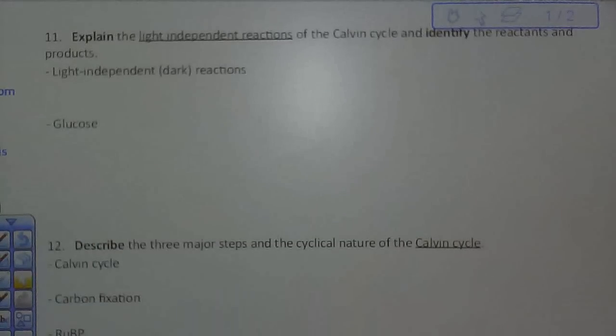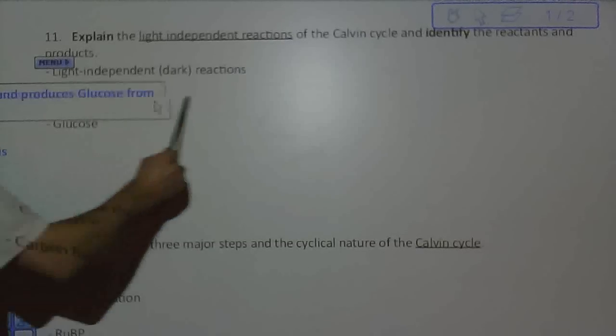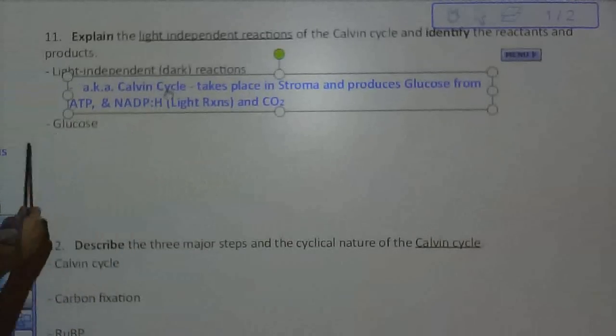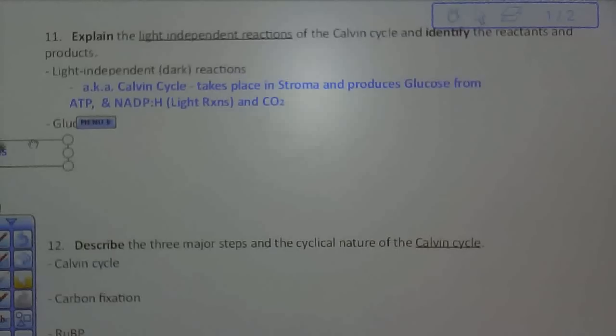Objective 11 says to explain the light-independent reactions, aka the dark reactions, the Calvin cycle, same name, and identify reactants and products. So first of all, let's define it. Light-independent reactions, or dark reactions, also known as the Calvin cycle, takes place in the stroma, which is kind of the cytoplasm of the chloroplast. It produces glucose from ATP and NADPH and CO2, carbon dioxide, from the atmosphere.